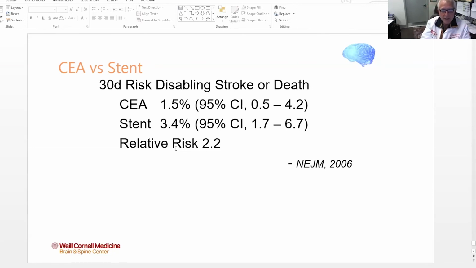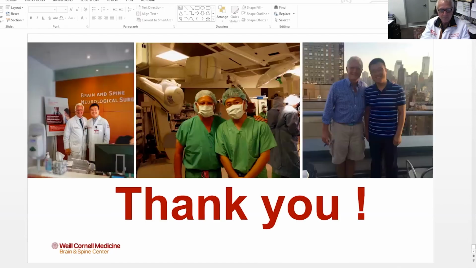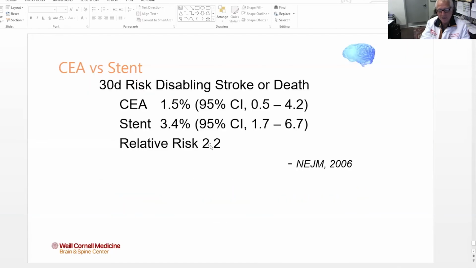The 30-day risk of disabling stroke or death with CEA is 1.5% versus stent 3.4%, and the relative risk is 2.2. So with that, as I said, we've leaned more towards the CEA. I can envision a day when we're also doing more stenting for carotid stenosis. Let's face it, everybody wants something that's minimally invasive, and it's certainly more desirable. But that being said, my patients with carotid endarterectomy leave the hospital the day after surgery. So the length of hospitalization is essentially the same as well.